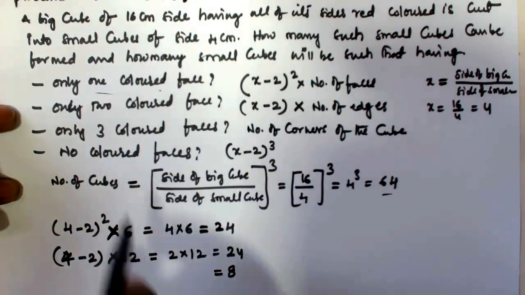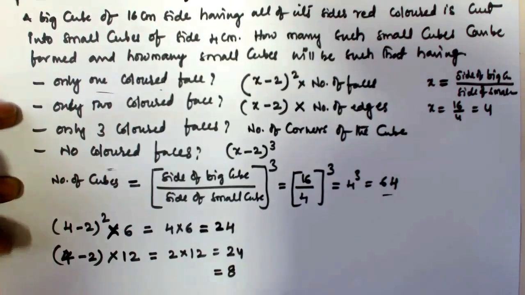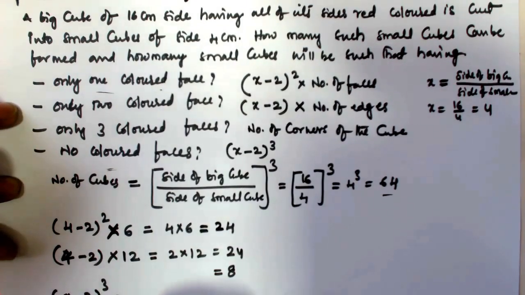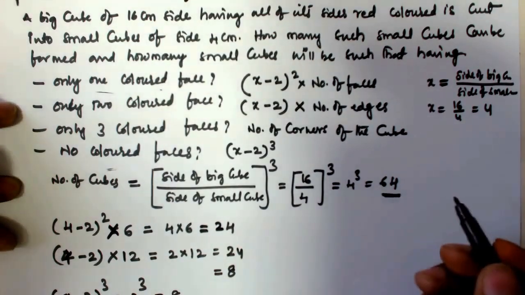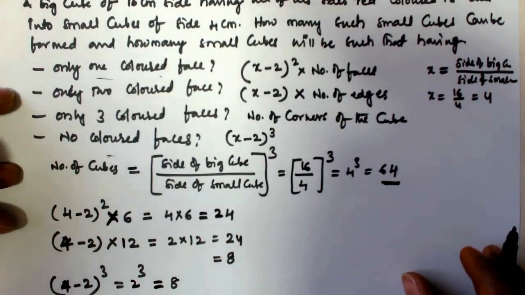Now the number of cubes with no colored faces is going to be equal to x minus 2 whole cube. So x is 4, 4 minus 2 is 2, to the power of 3, that is going to be 8. So the no colored face cubes number 8. Total number of cubes is going to be how many? 24, 24, 48, 48 plus 8 is 56, 56 plus 8 is 64. So the total number of cubes is 64.